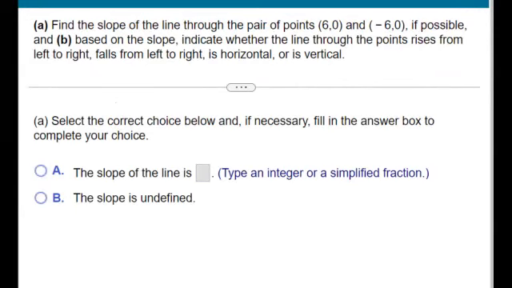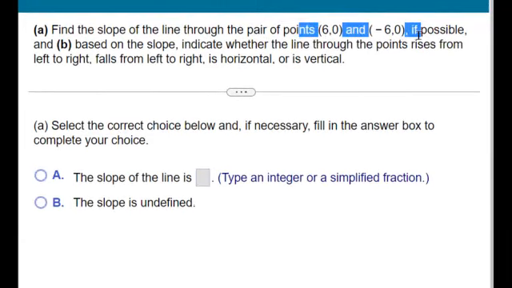Then they ask you a similar question. But we could answer this question without even lifting our pencil. Look at the points that you were given. Those 2 points have the same y-coordinate.